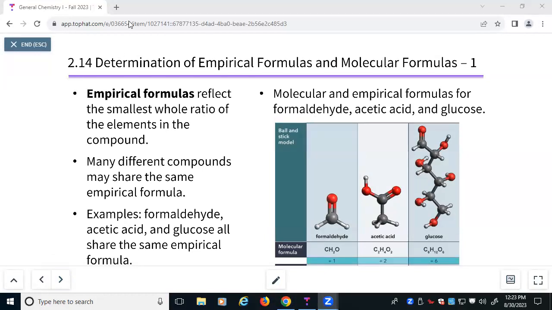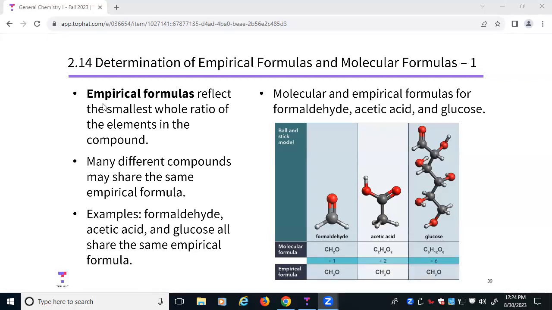Let's start by defining what an empirical formula is in the first place. So an empirical formula is a reflection of the smallest whole number ratio of each element relative to the other elements in the compound. We don't see this as often with inorganic compounds, things that are ionic in nature, things that are non-carbon based. But in the carbon-based world of organic and biochemistry, what we can find is that a lot of different compounds end up with the same empirical formula.